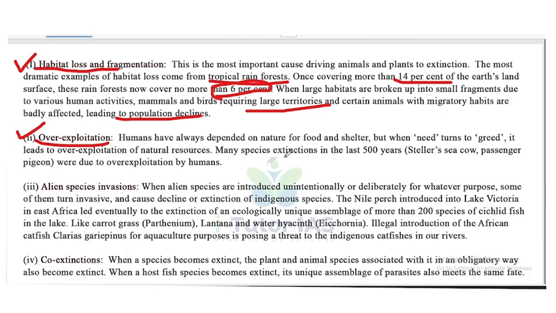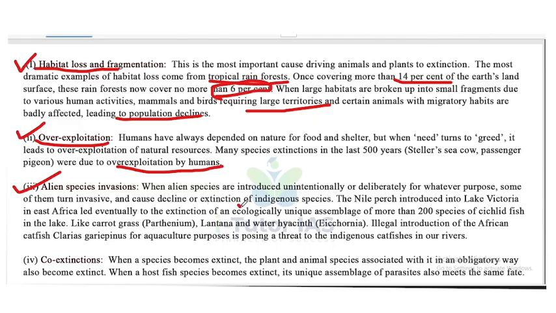Many species extinctions in the past 500 years were mainly due to over-exploitation by human beings, like Steller's sea cow, passenger pigeon, etc. Now, the third evil in the evil quartet is alien species invasion. When alien species are introduced unintentionally or deliberately for whatever purpose, some of them turn invasive and cause decline or extinction of indigenous species.